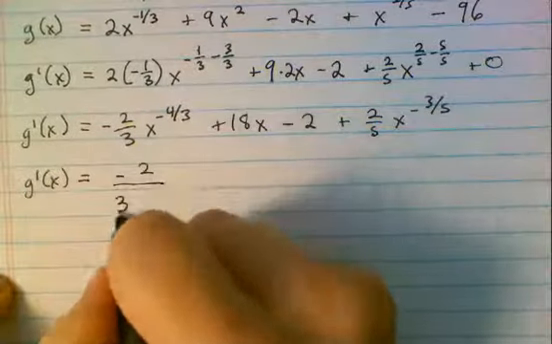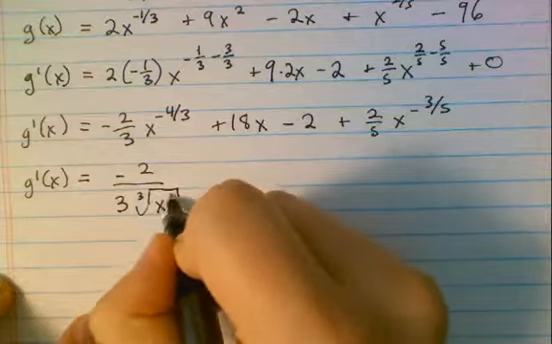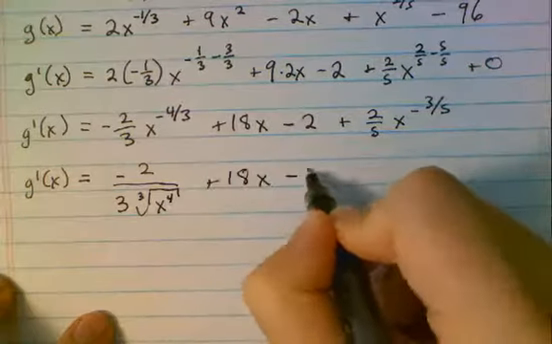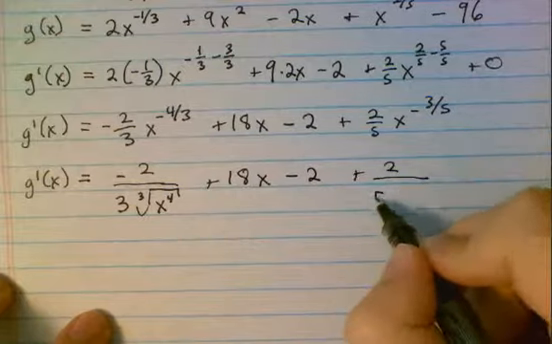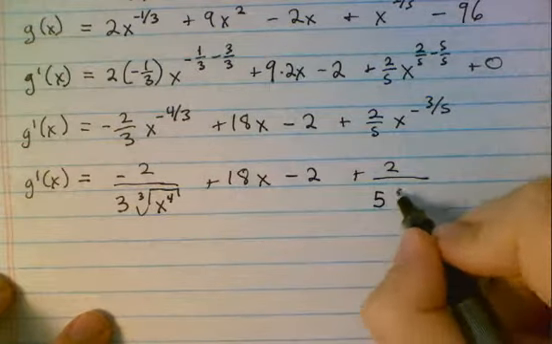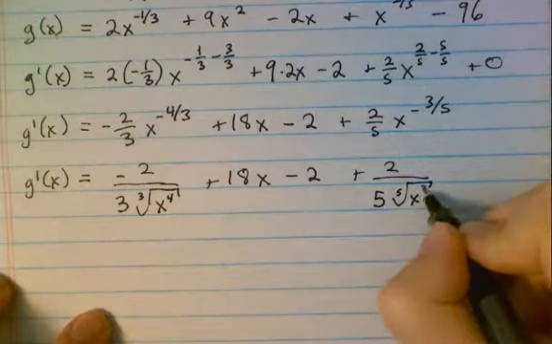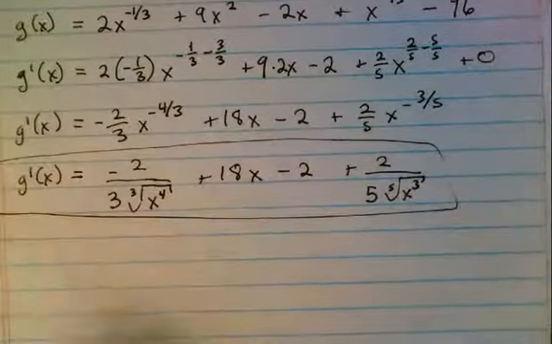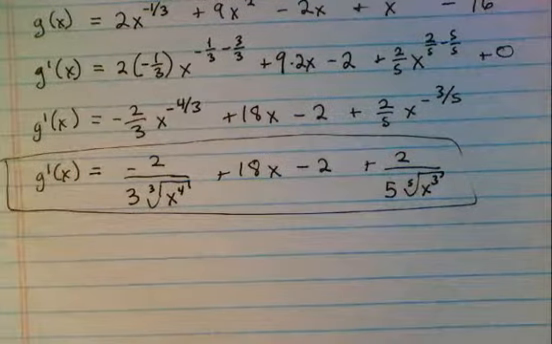Negative 2 over 3 cubed root of x to the 4th plus 18x minus 2 plus 2 over 5 5th root of x cubed. Looks nasty, but it's just doing exactly what we were doing in the previous lecture.